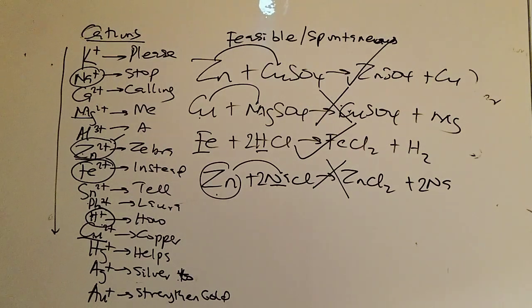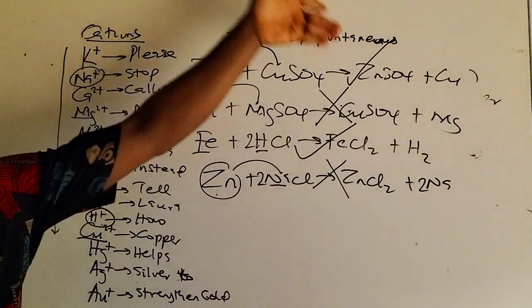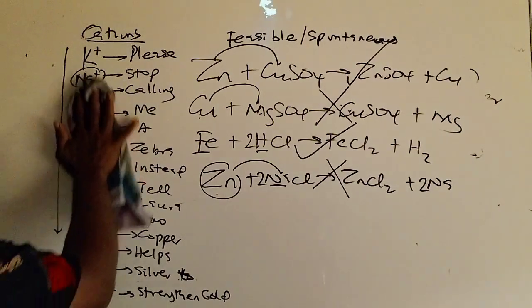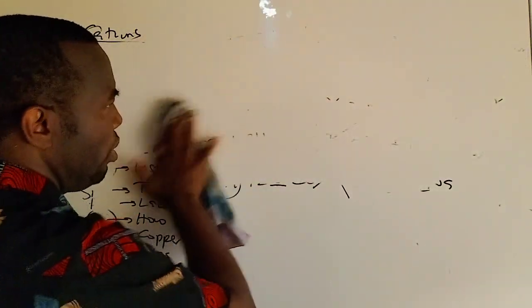So in this displacement reaction, or single displacement or replacement reaction, only a metal higher in the series can displace one that is lower in the electrochemical series. So that is what you need. Now we also go to the non-metallic series, the anions, and see how we can find out reactions that are feasible or not feasible.